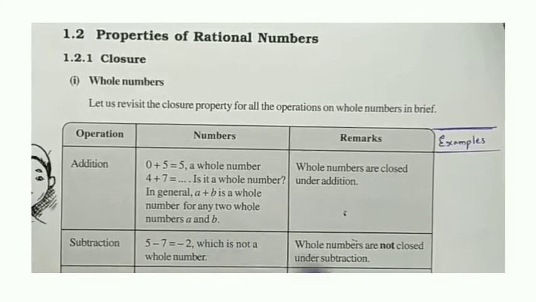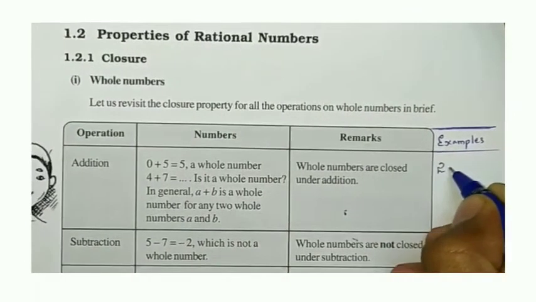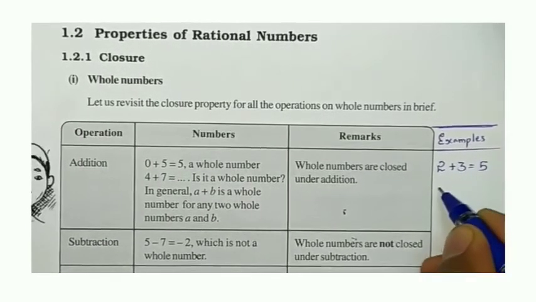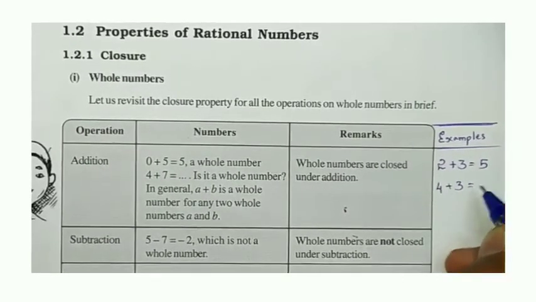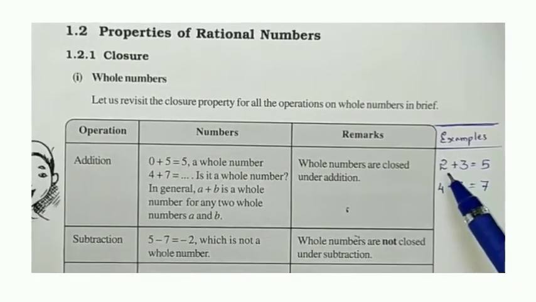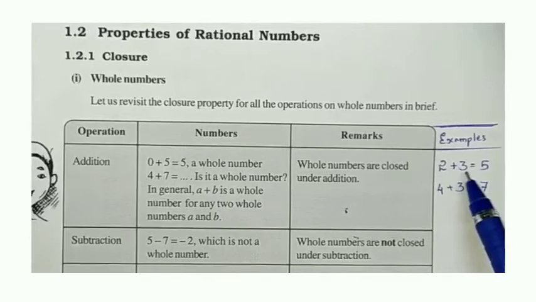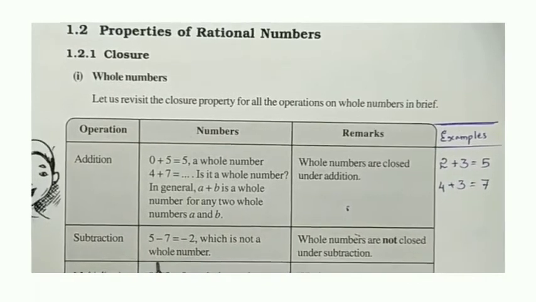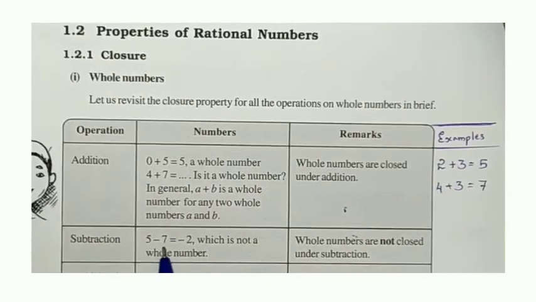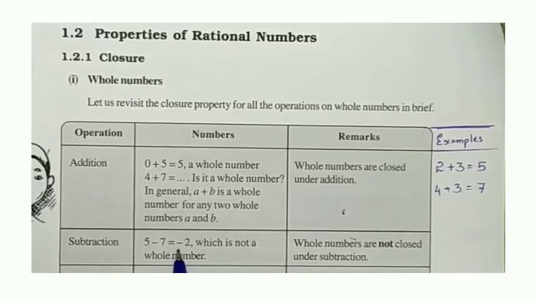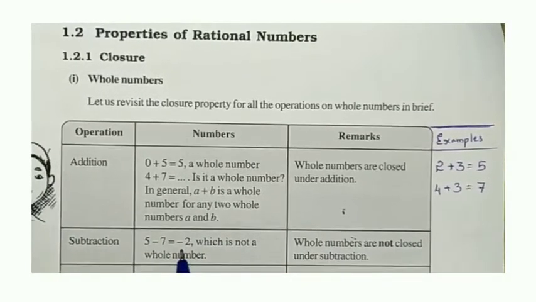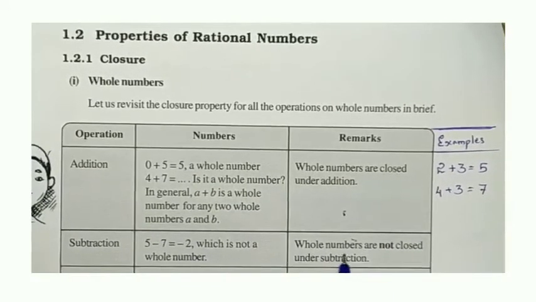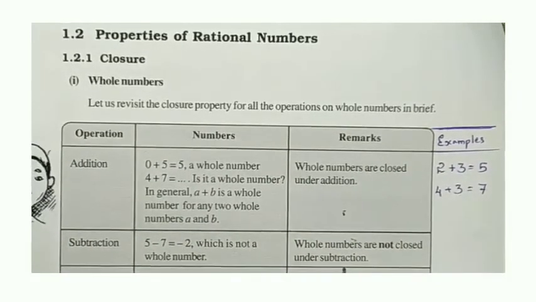You can take two more examples: 2 plus 3 gives 5, or 4 plus 3 gives 7. Like that, whenever you add two whole numbers, we get a whole number again. Now in subtraction, if we subtract a bigger number from a smaller number, we may get a negative integer, which is not a whole number. That's why whole numbers are not closed under subtraction.